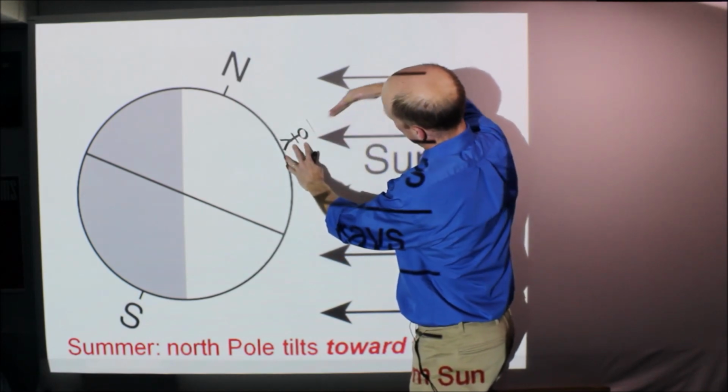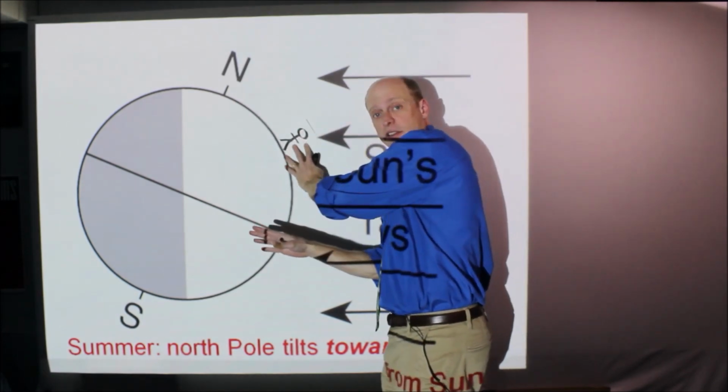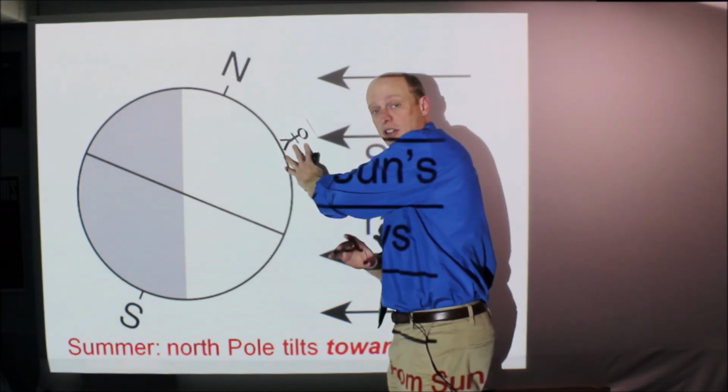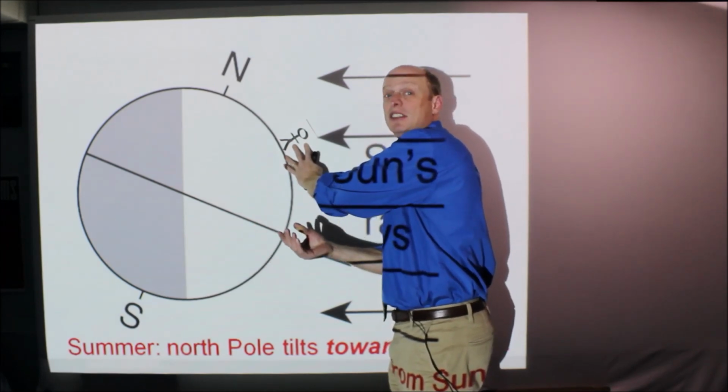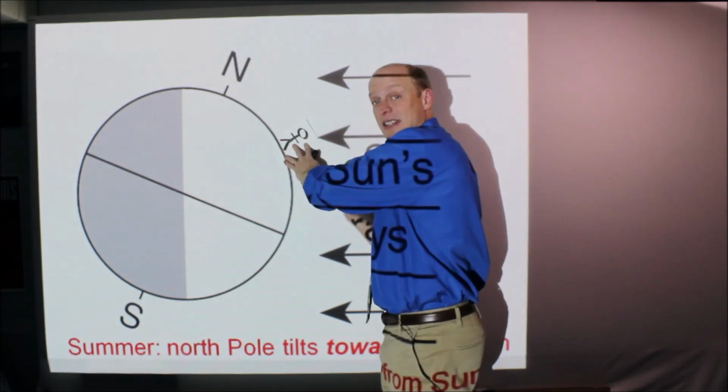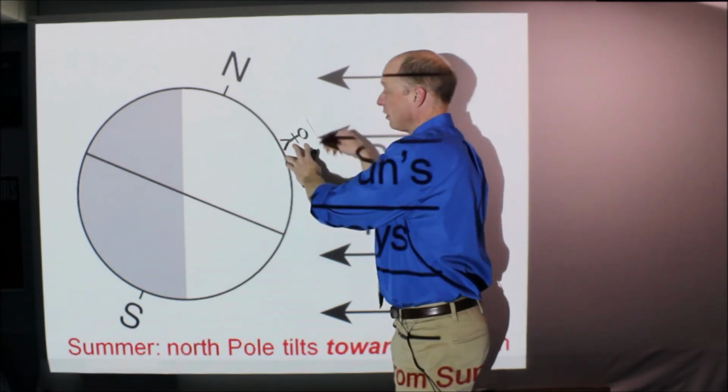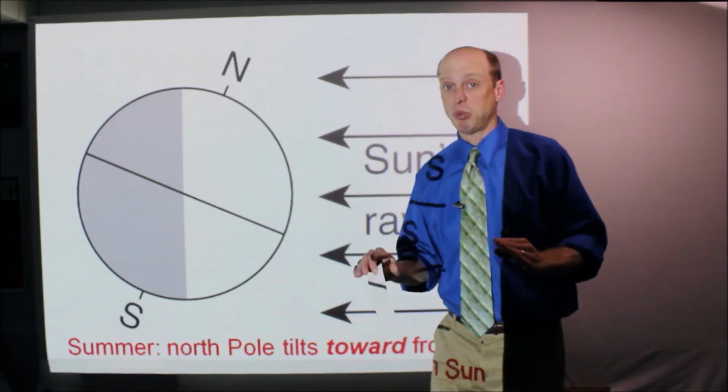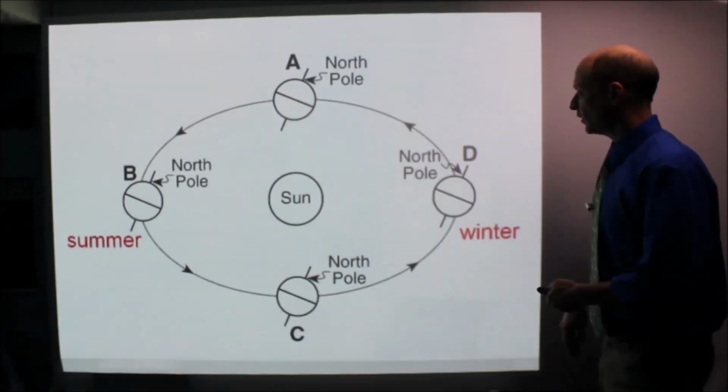Now notice, the sun's not directly overhead. The sun is never directly overhead in New York. It's never 90 degrees up. Make sure you know that. The highest it could get is 72 degrees above the horizon. But it is higher, therefore the sun is stronger, therefore it's summer. Important concept.